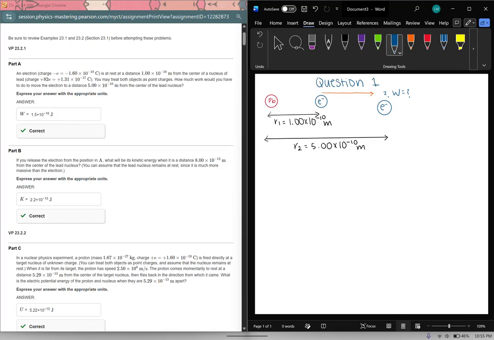So now I'm going to solve the problem. The work done by the external force equals the change in the electric potential energy. So I'm going to write the equation here: work equals delta U, which equals U final, with an f for final, minus U initial, with an i.